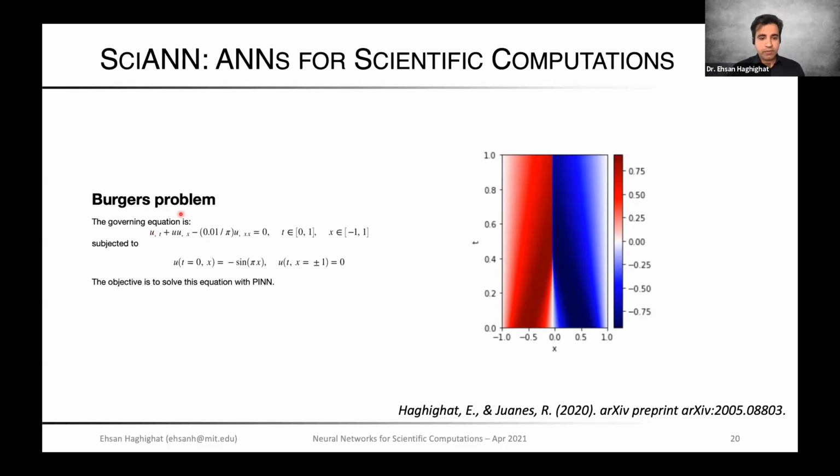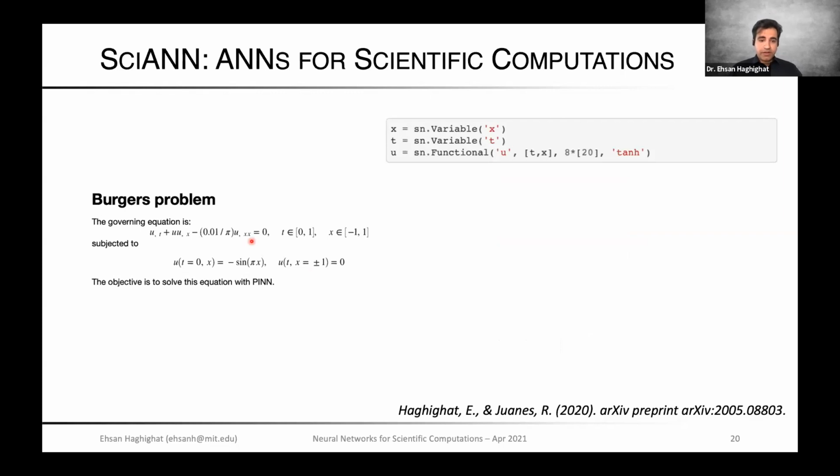This is the Burgers' problem, a hyperbolic equation with a regularization term, subjected to these boundary conditions. There is no labeled data. We just want to solve this problem using neural networks, or physics-informed neural networks, really. Okay, so the first part, as I briefly explained, is construction of the approximation space.